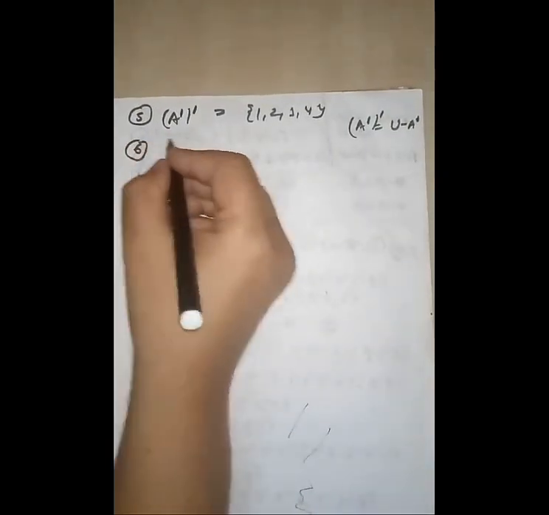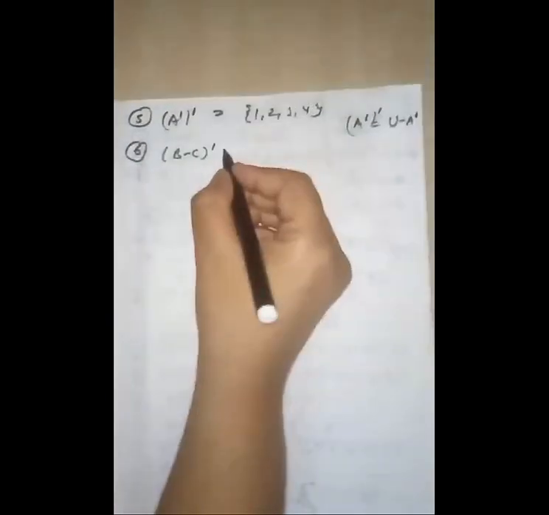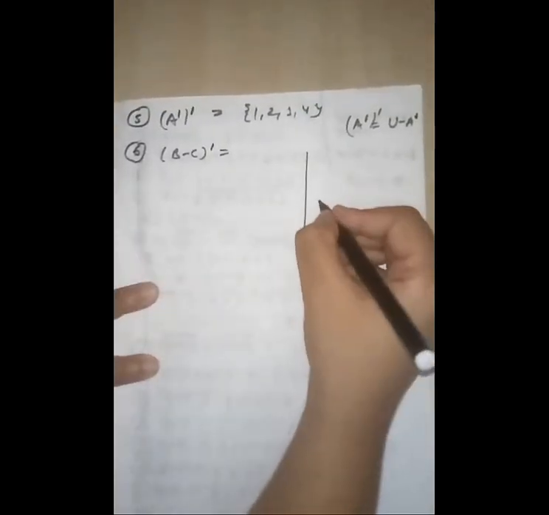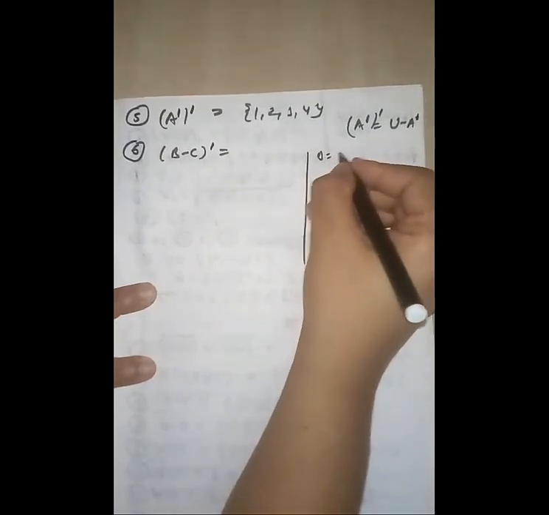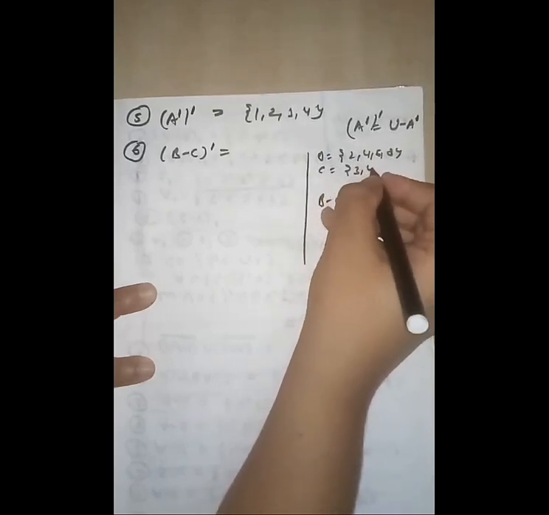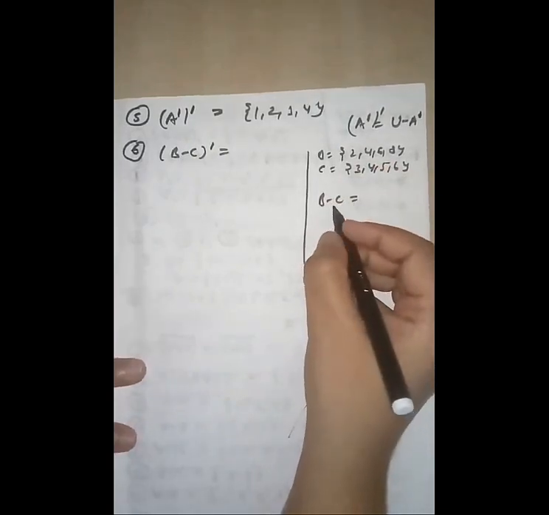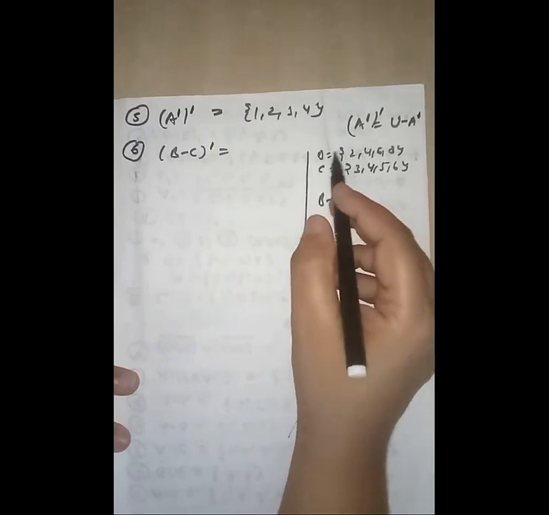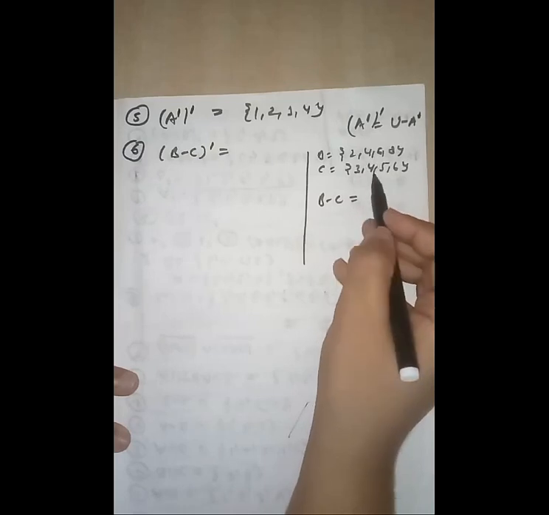So the next one is B minus C complement. Firstly you have to find the B minus C elements. So what is your B? B is 2, 4, 6, 8 and C is 3, 4, 5, 6. Right? So what about B minus C? B minus C means elements which belong only to B. So here you can see 2, 4.